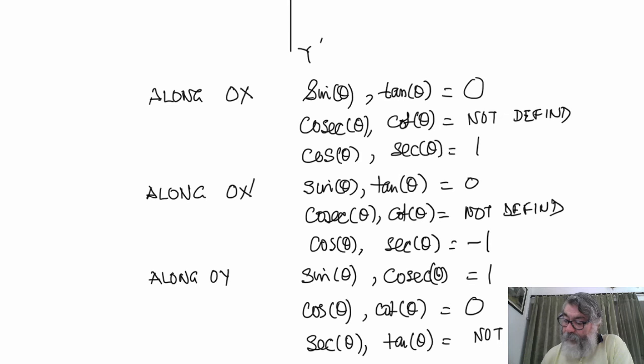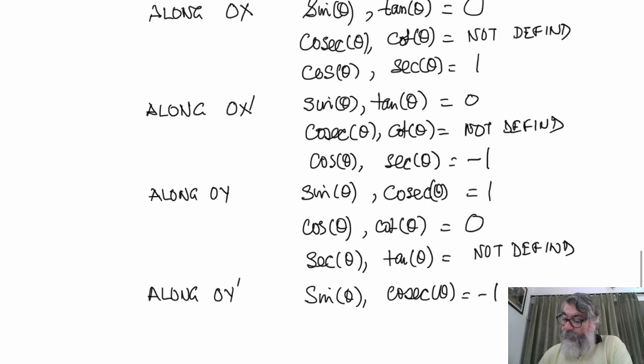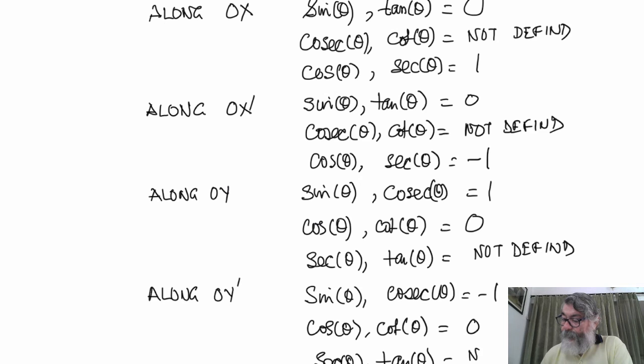Now along OY dash, what will happen? Sine theta and cosec theta will be -1, cos theta and cot theta will be 0, and sec theta and tan theta are not defined.